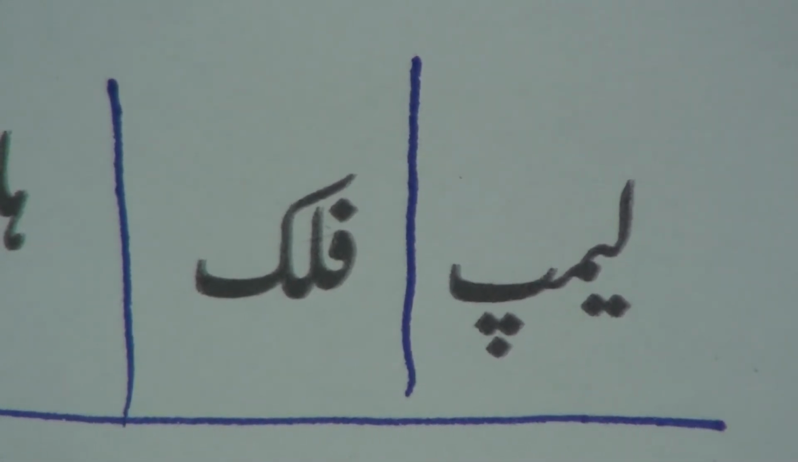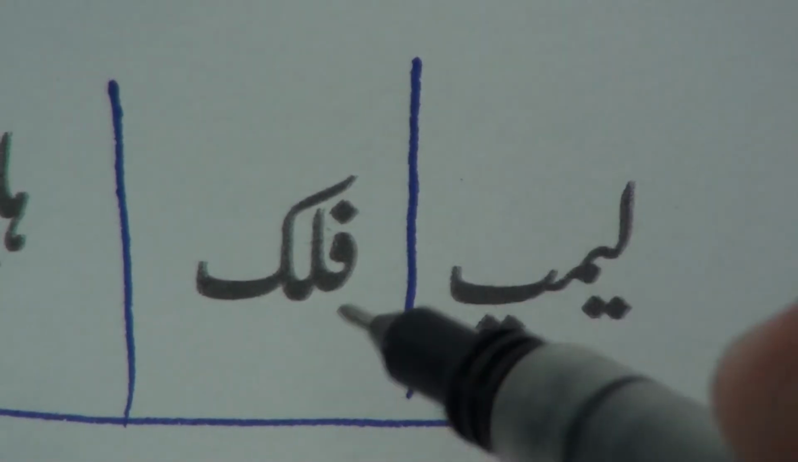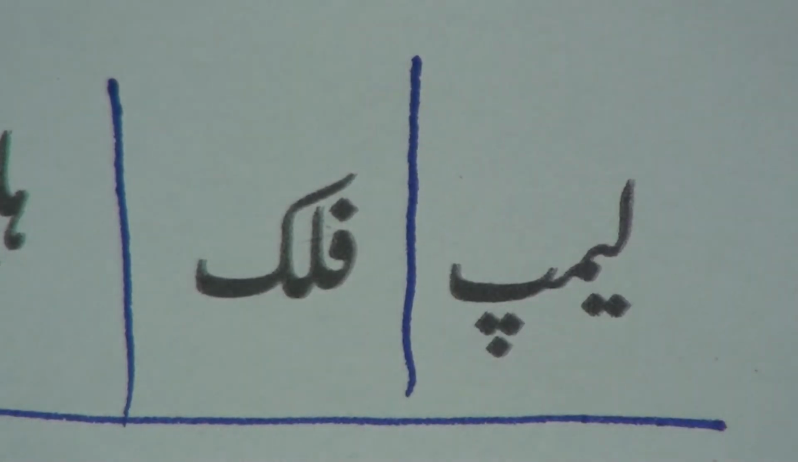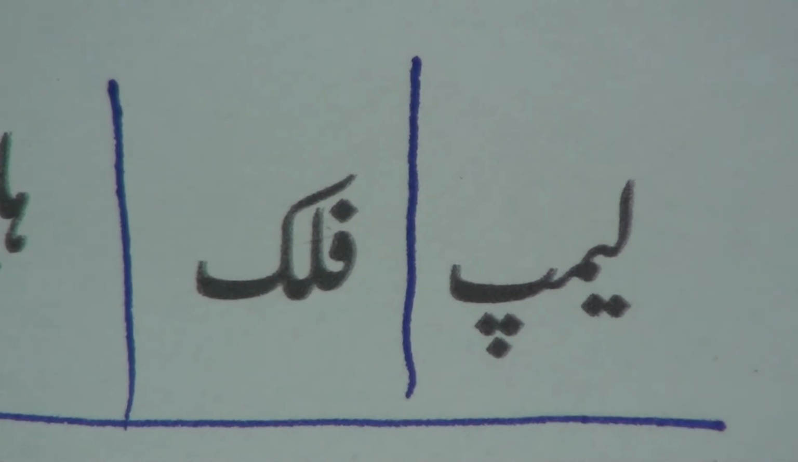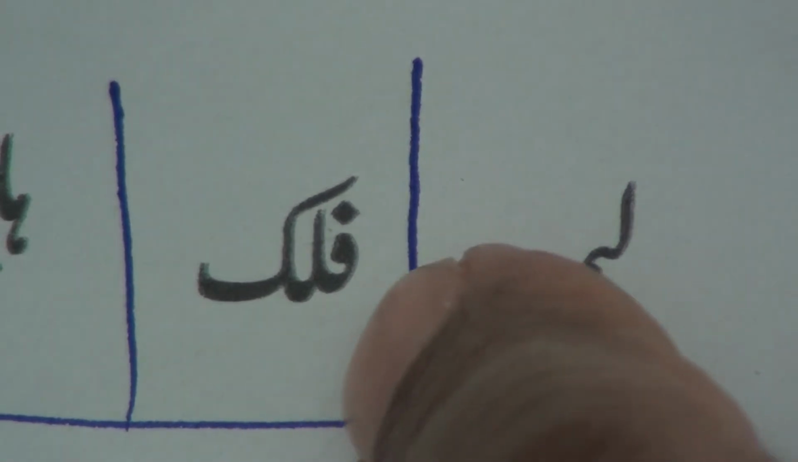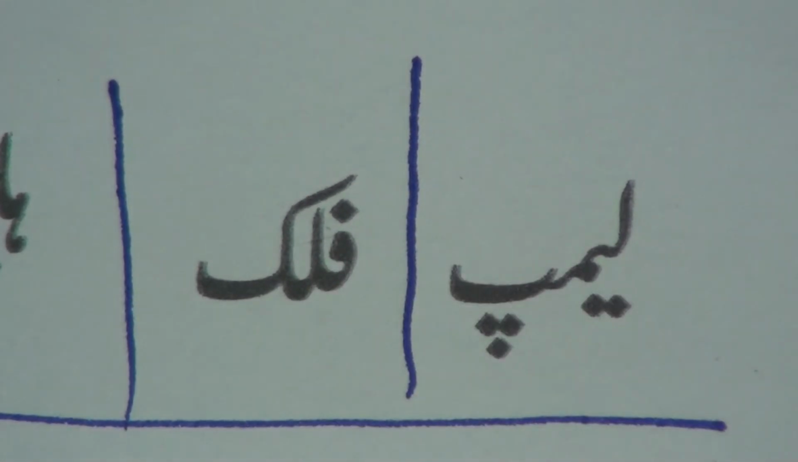Similarly, falak. Fe, lam, kaf, falak. Falak means sky. Here it is not alif, because if it were alif, then kaf would be separate. But it is in the middle and joined on both sides, so it is not alif, it is lam. Falak.